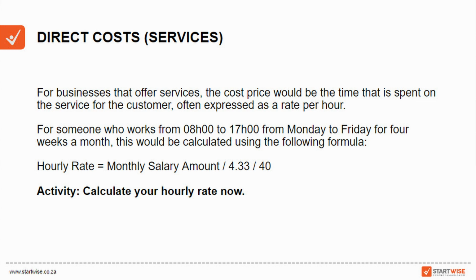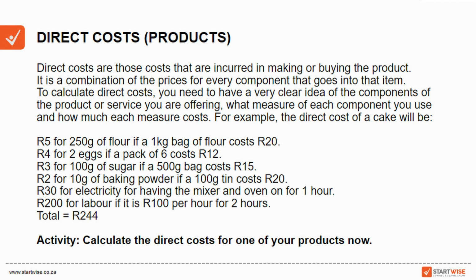Then to move on to the direct costs for products. So here I've said that direct costs are the costs that are incurred in making or buying the product. So it's a combination of the prices for every single component that goes into that item. In order to calculate your direct costs, you need to have a very clear idea of the components of the product or service that you're offering, and what measure of each component you use, and how much each measurement costs.